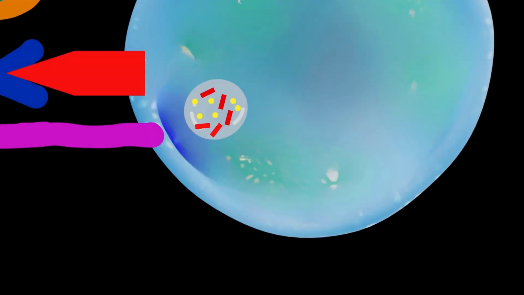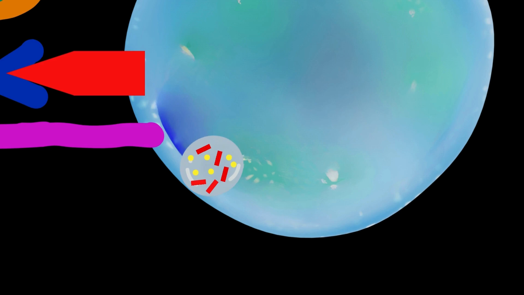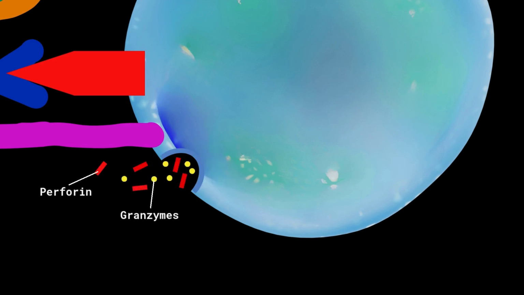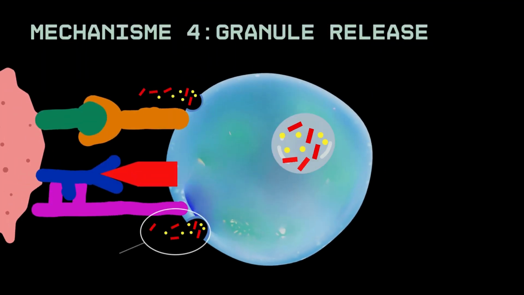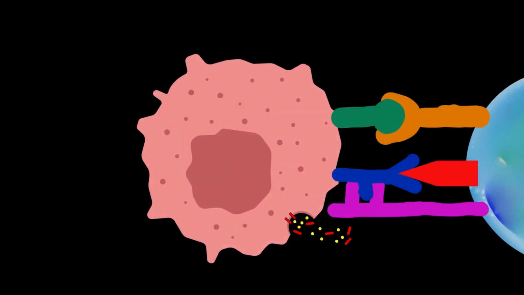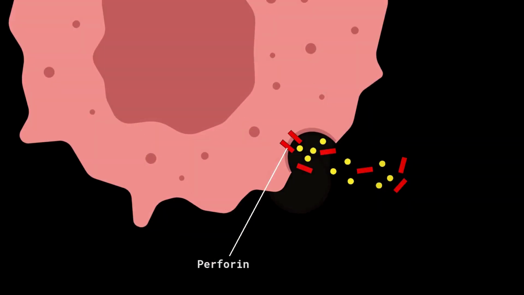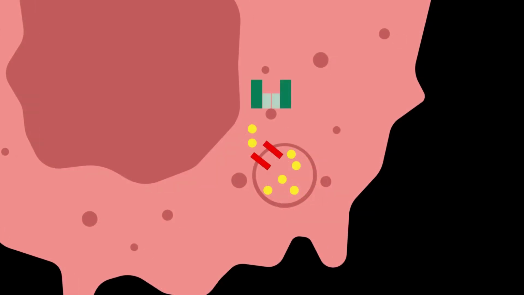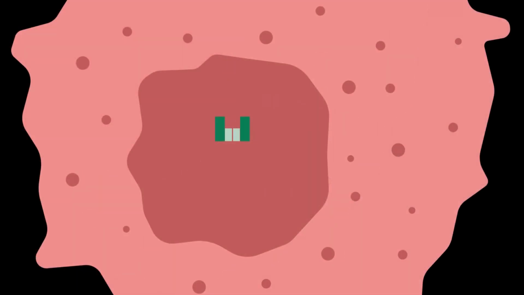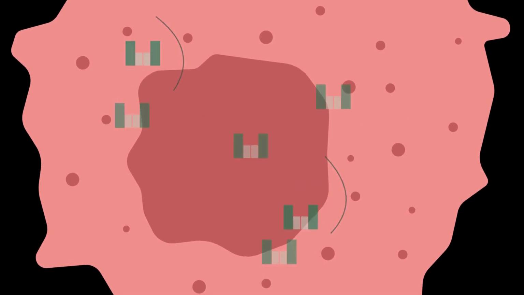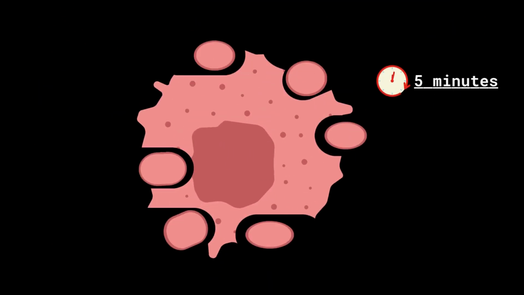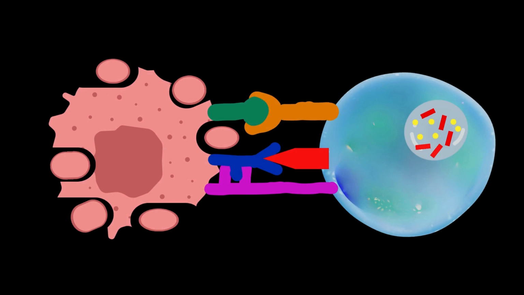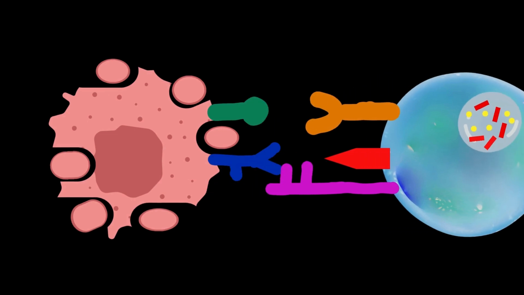The cytotoxic granules then fuse with the cytotoxic T cell membrane to release their contents, perforin and granzymes, into the immune synapse through exocytosis. Then, perforin facilitates the delivery of granzymes into the cytosol of the tumor cell. Granzymes activate caspases that initiate the process of apoptosis, and this can occur within 5 minutes. After apoptosis, cytotoxic T cells will detach from the tumor cells.